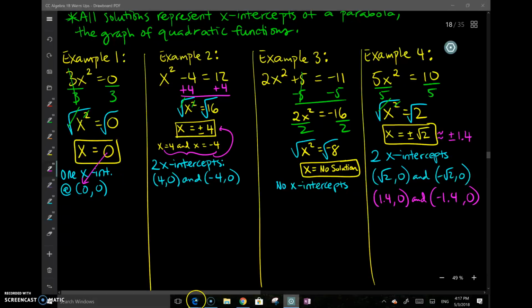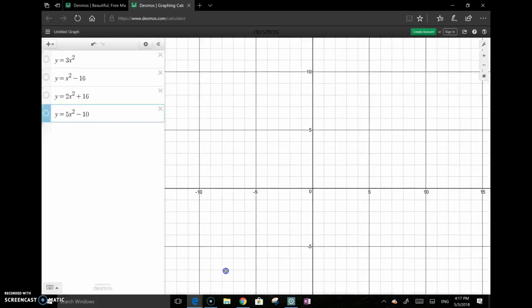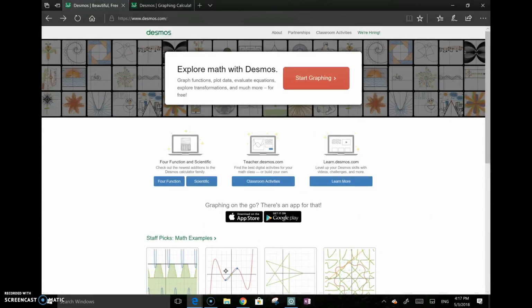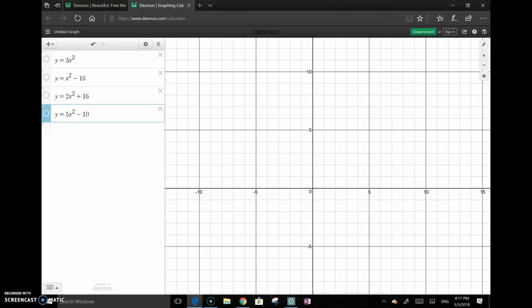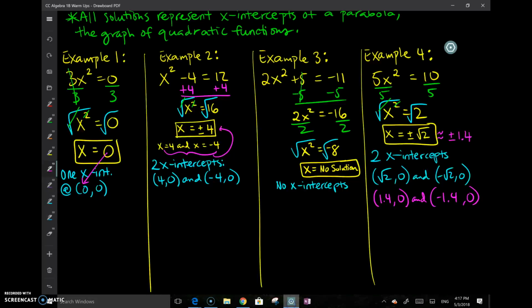So I went ahead and I went to Desmos.com. This is a really great free graphing website. It's open to the public. You pay nothing for it. And I went ahead and I made my functions. And this is the first one. That's y equals 3x squared. That would be this one over here.